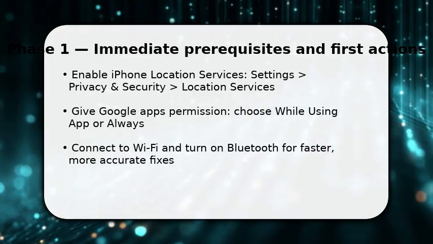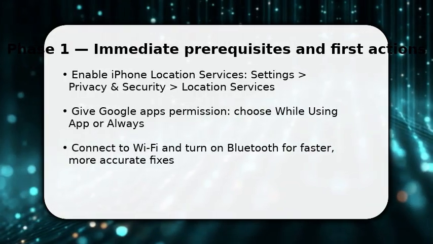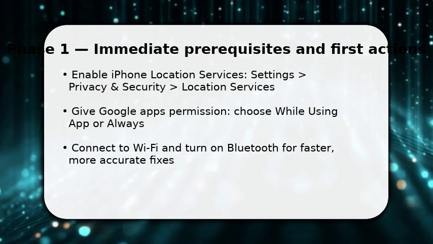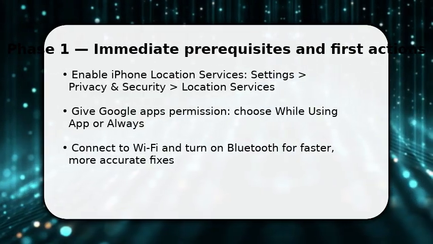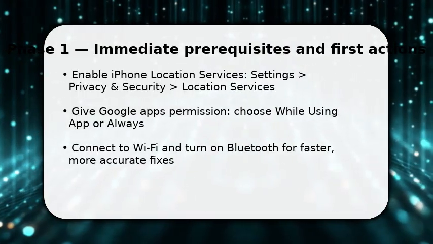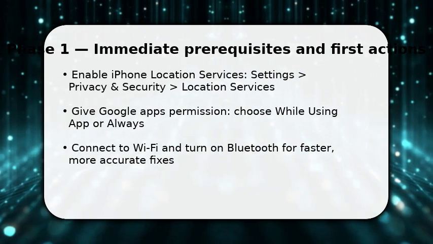Once done, connect to a known Wi-Fi network and enable Bluetooth. These help the phone triangulate quickly. Make sure low power mode is off because it can reduce location accuracy. This gets your device ready to present an accurate, changeable Google location.